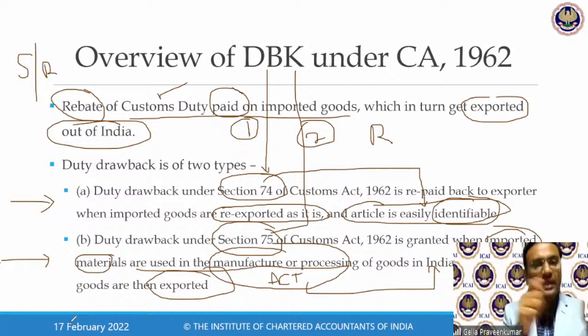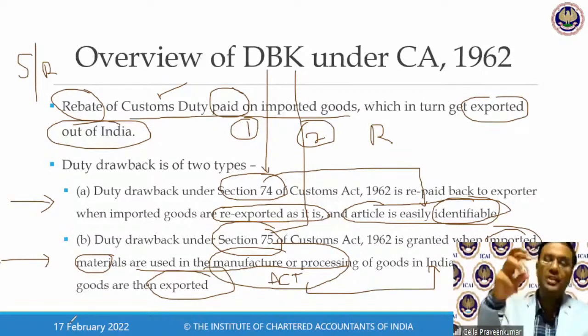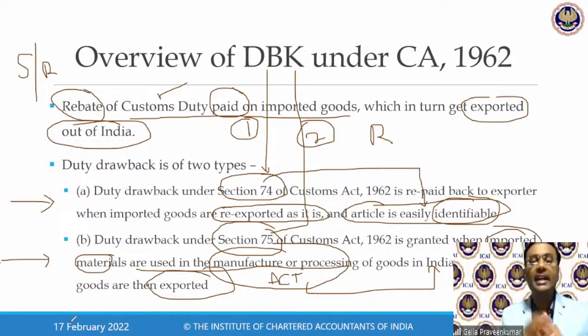I have to open the box. I have to open the machine to look at its identity. So in the case of section 75, identity may not be established. So for that reason, section 75 has not stressed upon identity. So this is a starting point for you to understand, students, right?